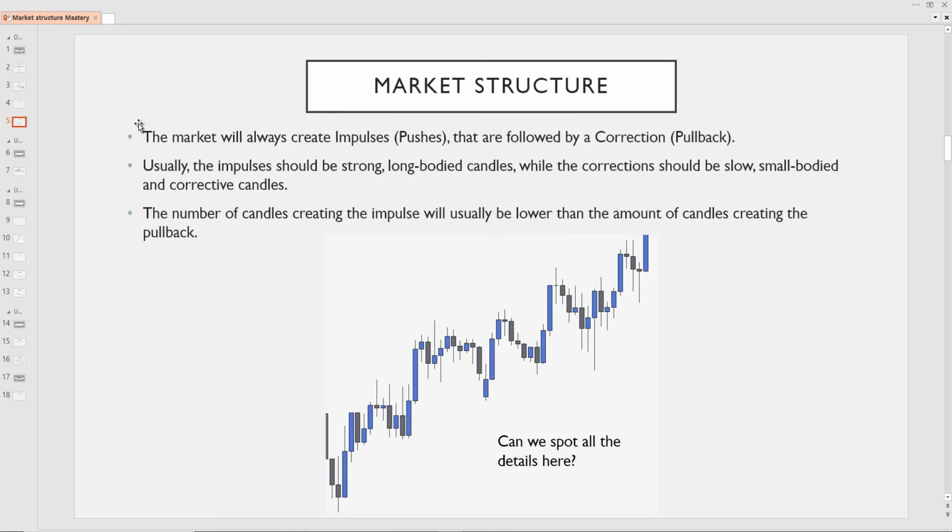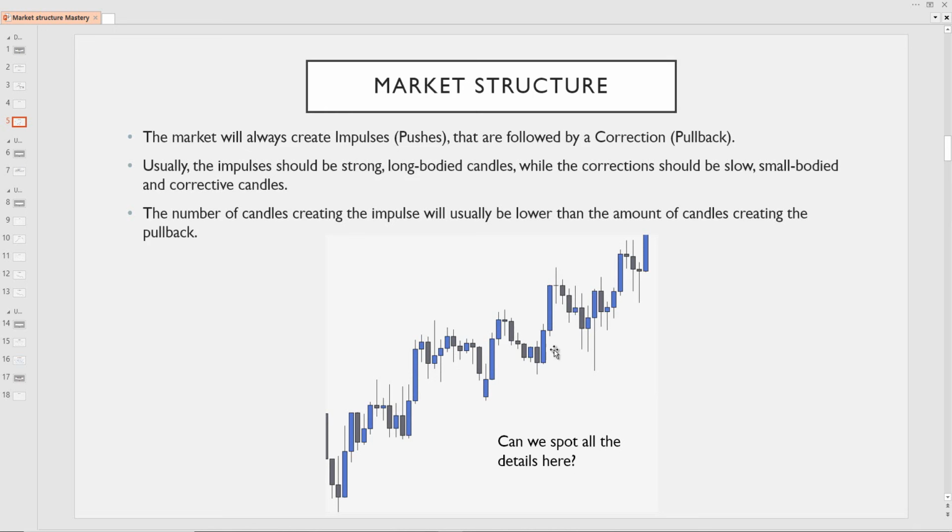All right. So taking all those three things right there, can we spot all the details on this little uptrend right there? The market will always create pushes and corrections. Push, correction, push, correction, push, correction, push, pullback, push. Good. Tick one. Usually the impulses should be strong, long-bodied candles, while the corrections are small-bodied candles. Nice impulse to the upside, little candles for correction. Beautiful impulse to the upside, really small candles for the correction. Again, 3 candles of impulse, twice more for a pullback. 2 candles for an impulse, much more for a pullback.